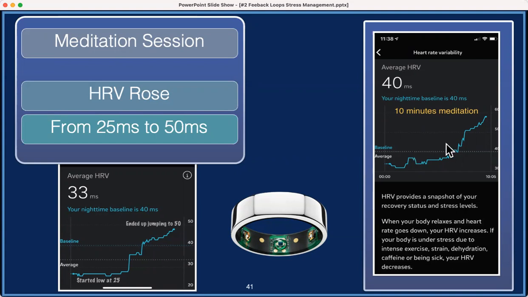So this is just a screenshot of the information the ring was giving, explaining heart rate variability probably better than I did in the previous slides. So heart rate variability provides a snapshot of your recovery and your stress levels. When your body relaxes, your heart rate goes down, your heart rate variability increases. If your body is under stress due to intense exercise, strain, dehydration, caffeine, or being sick, your heart rate variability decreases.